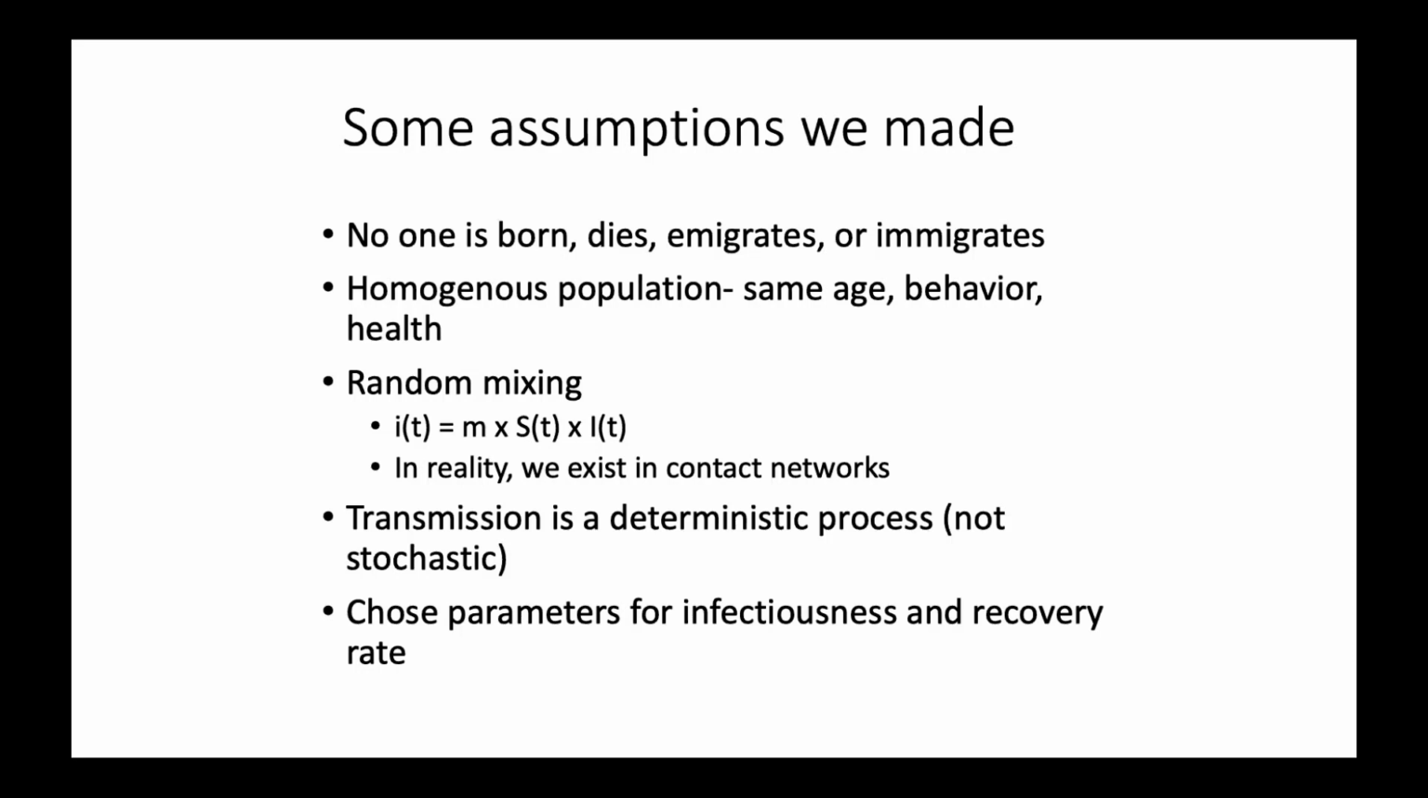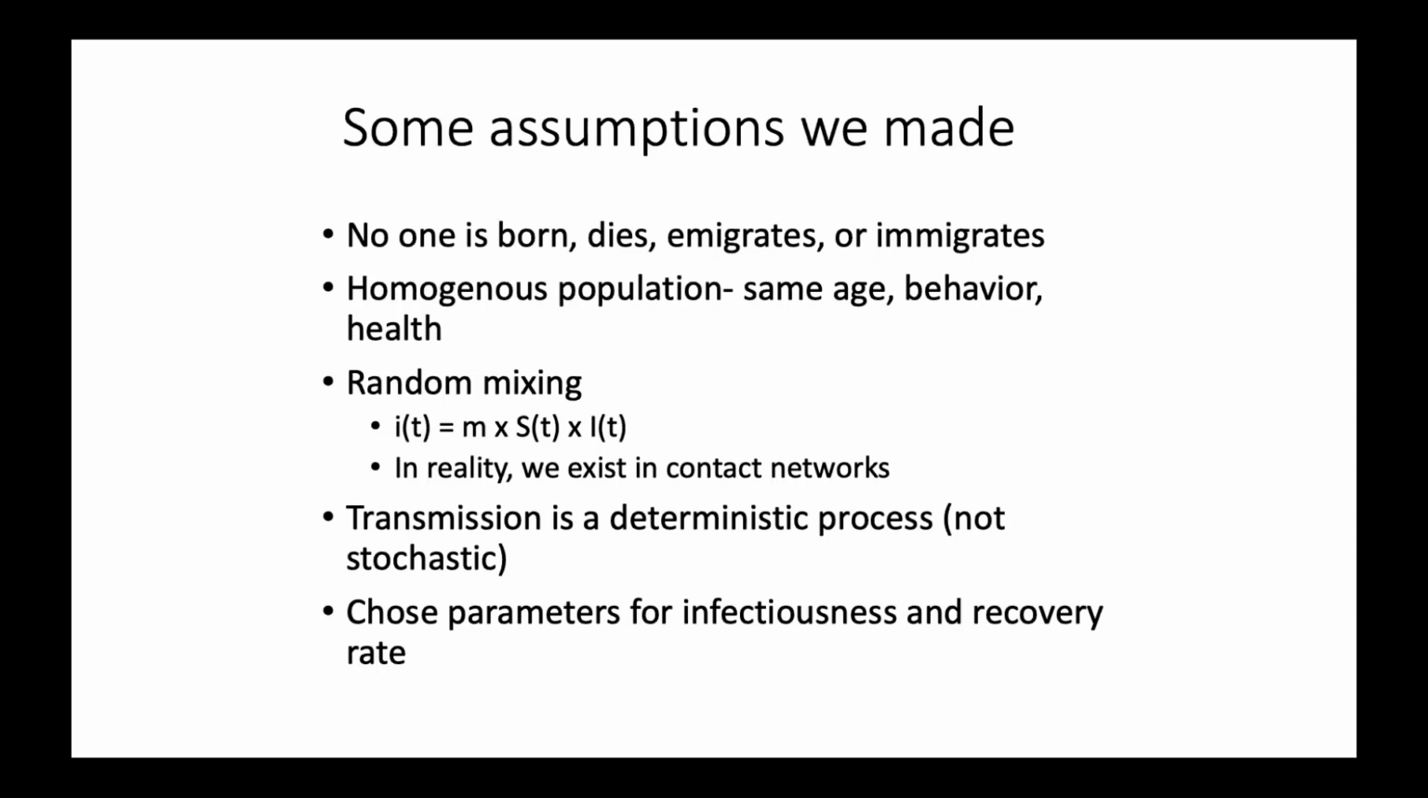One of the biggest assumptions, and the one that I want to try to focus on a little bit here, is this idea of random mixing. And this has to do with that equation I showed you, where the number of new infections is determined by the product of the number of susceptibles and the number of people infected. This equation really is saying that everybody who's susceptible is equally likely to come in contact with every person who's infectious, and vice versa. But in reality, that's not the case.